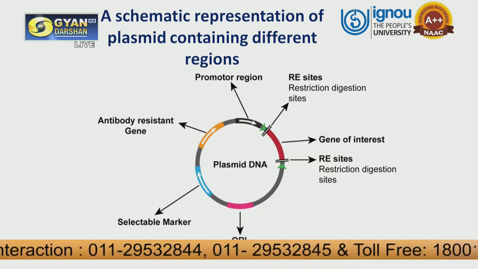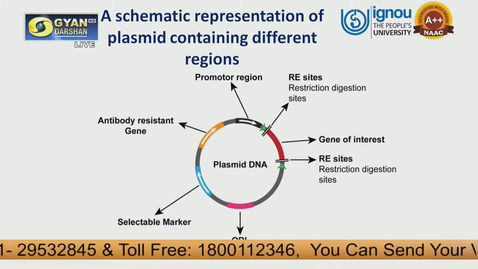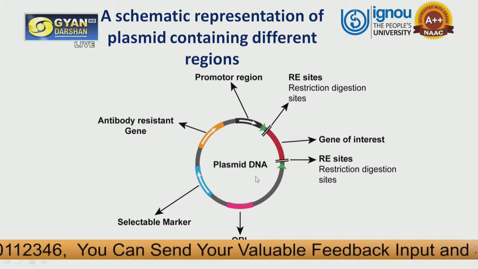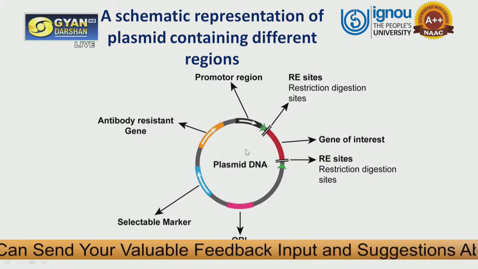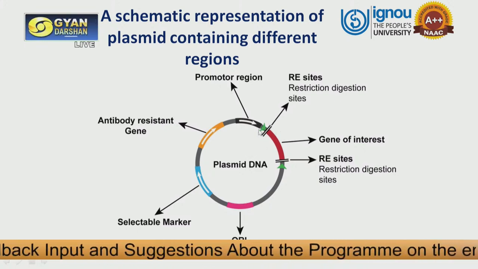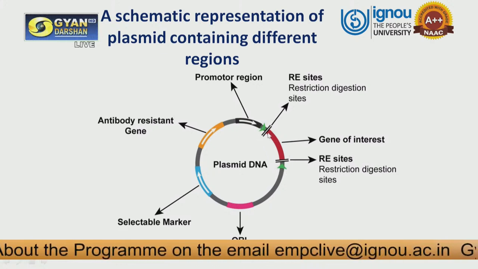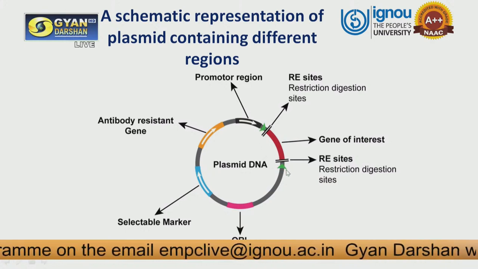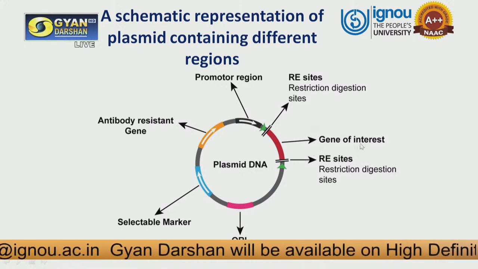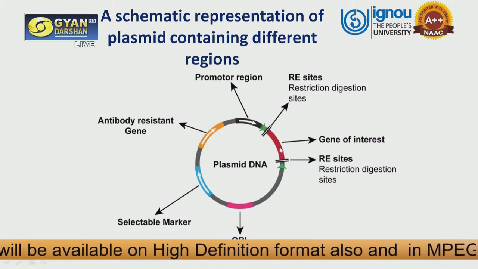Here, you can see in the slide the schematic representation of a plasmid containing different regions. In this plasmid DNA you will find a restriction site. Here you can see a green arrow, and this is the region which is the restriction sites. Between these restriction sites the gene of interest is actually cloned. So this is the gene of interest which is shown here.